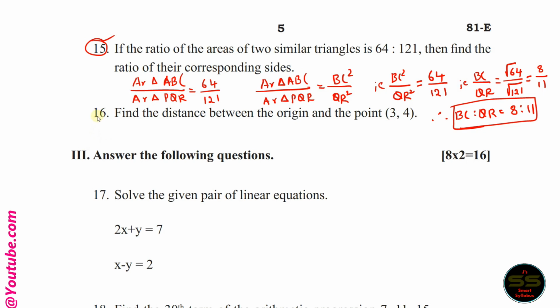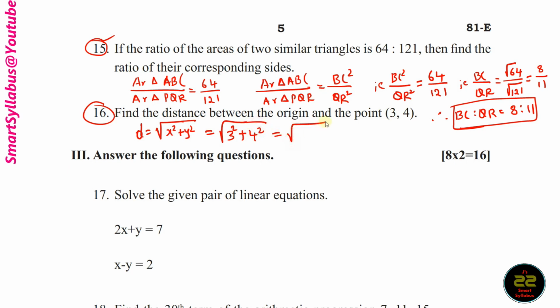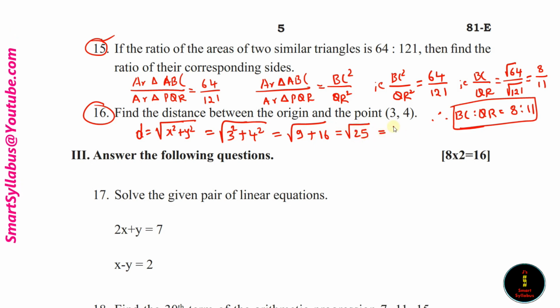Now the last question in the 1 mark questions, that is the 16th question. Find the distance between the origin and the point 3 and 4. So we have one more question from coordinate geometry. Already in the previous section we had one question. Now this is one more. So the formula for distance between the origin and the point 3, 4 is somewhat special. It's just the square root of x square plus y square, right? Here x is 3, so it's 3 square, plus y is 4, so it's 4 square. That's equal to square root of 9 plus 16, that's square root of 25. Square root of 25 is nothing but just 5. So this is the required answer.